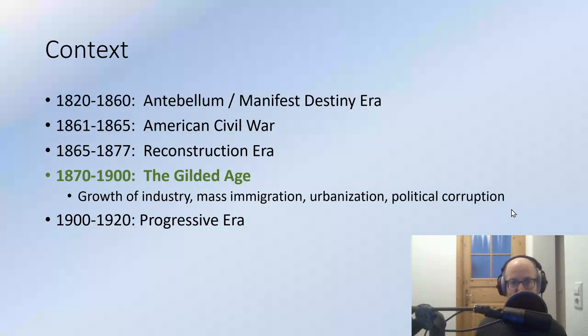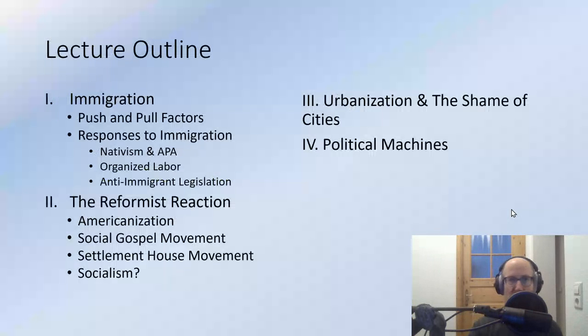And then in the first 20 years of the 20th century, the Progressive Era, which we will get into soon enough, aimed to resolve some of the ills that massive industrialization, immigration, and urbanization created. All right. So that's just a chronological context for understanding the Gilded Age.